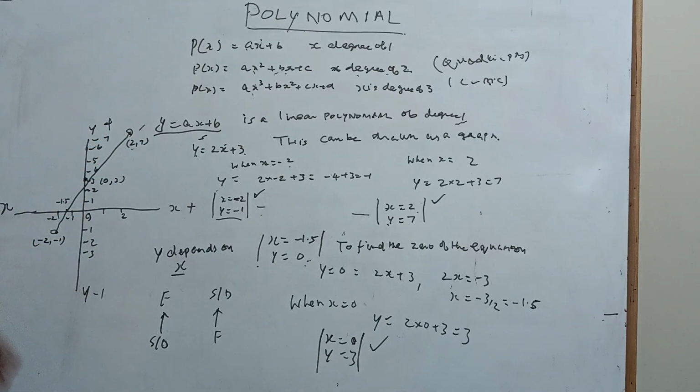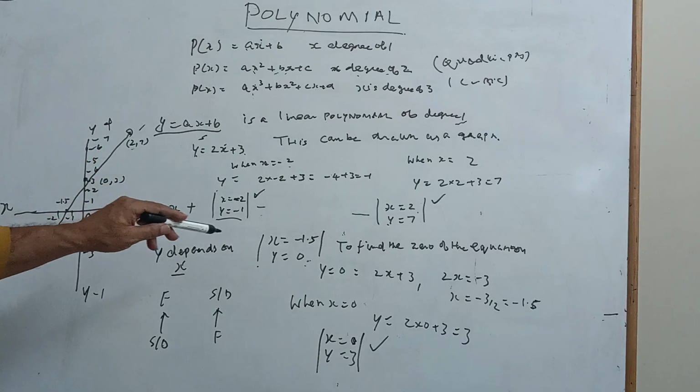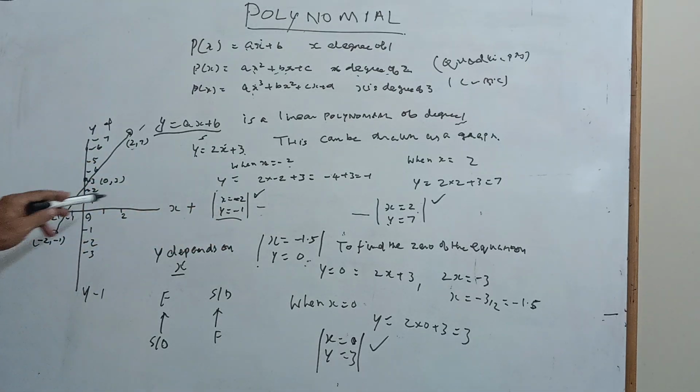Then see where it cuts the x-axis and where it cuts the y-axis. If you see, exactly it will cut the x-axis at minus 1.5. It will cut the y-axis at 0 and 3. Or you can also find these points by substituting. See here, at this place y is 0.